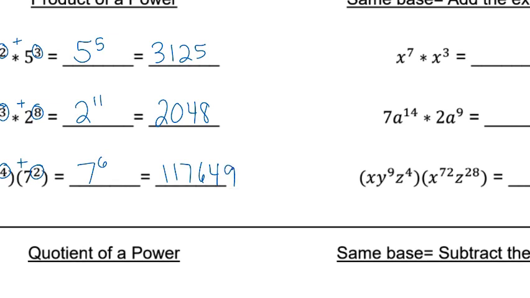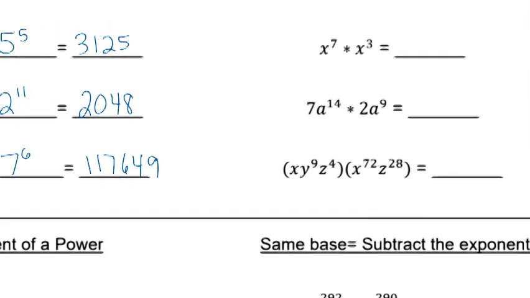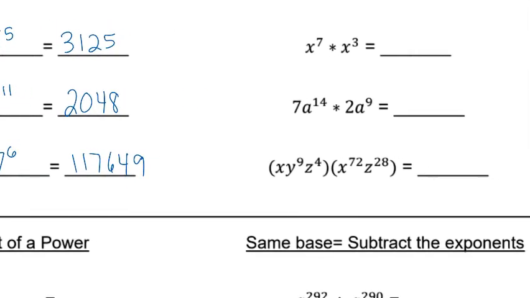Yeah. Okay. Now we're going to do it with the variables. So x squared times x cubed. What's our exponent going to be? X to the 10 because we're adding. Good job.